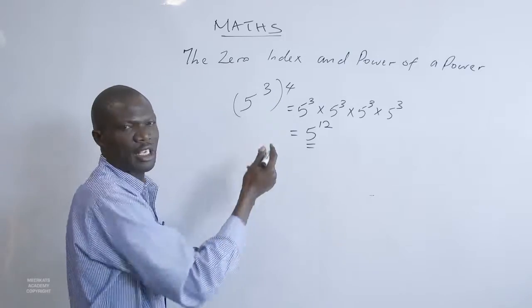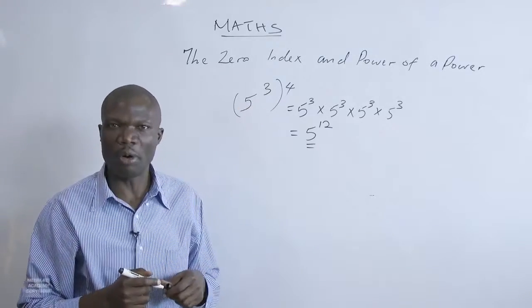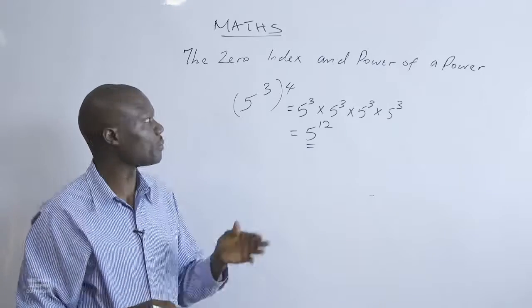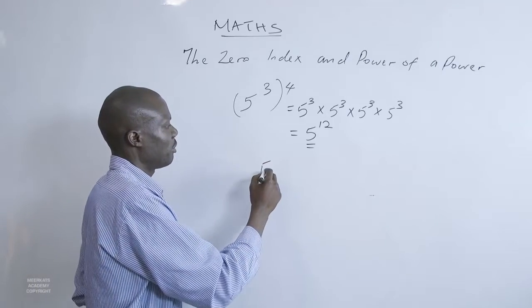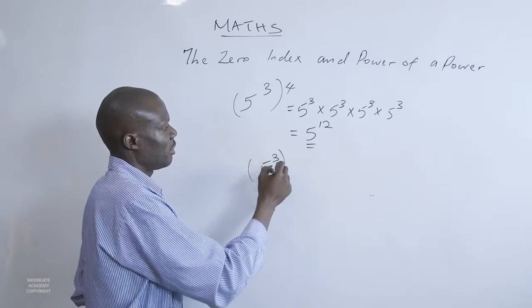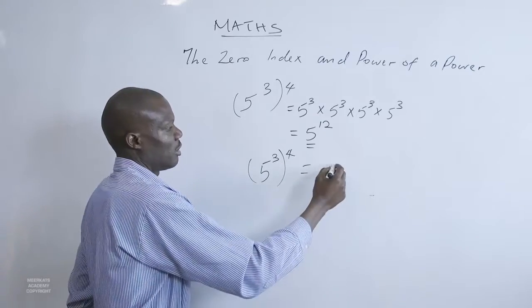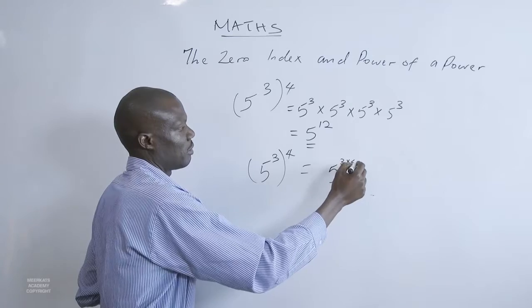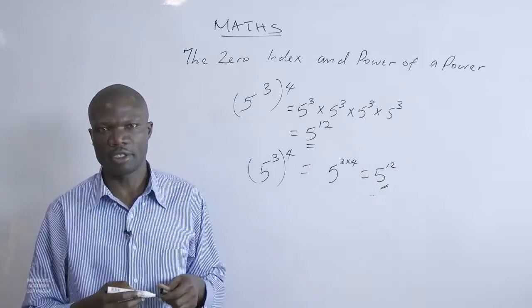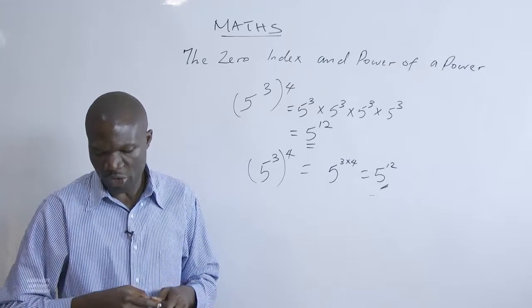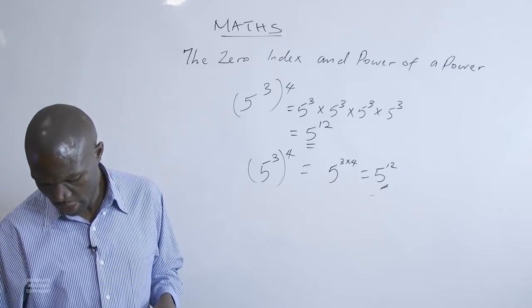However, you could have taken a shorter method. When you have a power of power, you simply multiply the powers. That is 5 raised to power 3, power 4: simply multiply the powers. That is what we get when we raise a power to another power.